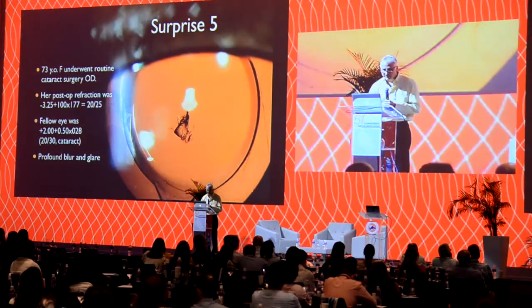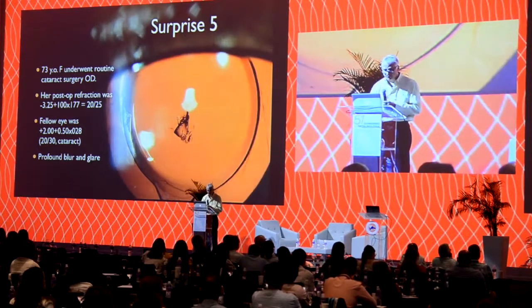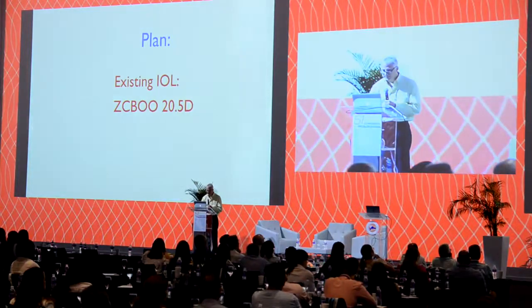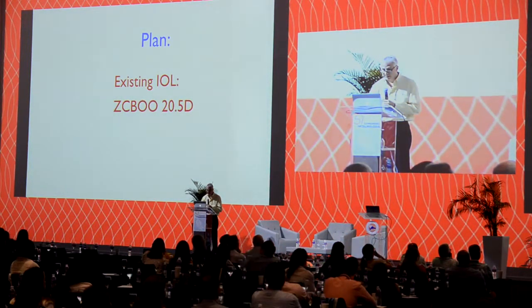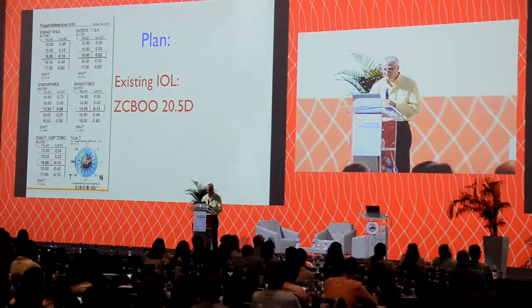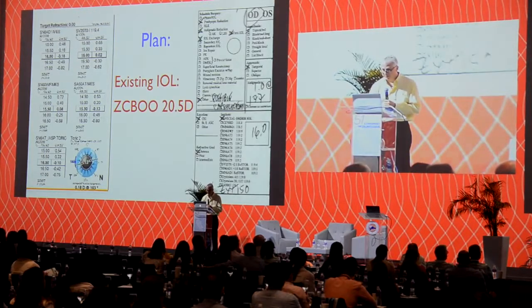Surprise number 5. 75-year-old lady underwent routine cataract surgery in the right eye. Post-op refraction -3.25 +1 at 177 for 20/25. The fellow eye had a significant hyperopic refractive error, profound glare and blur. You can see why there's this big crack in the implant lens. The existing IOL was a ZCB00 20.5 diopter lens. Here's the calculations. Ooh, there's a big difference. So this was probably a transcriptional error, and transcriptional errors do occur. That's what we're presuming. The case was done from the outside.